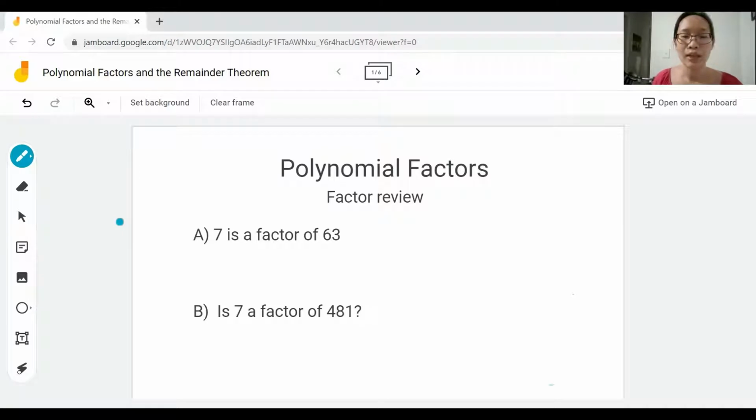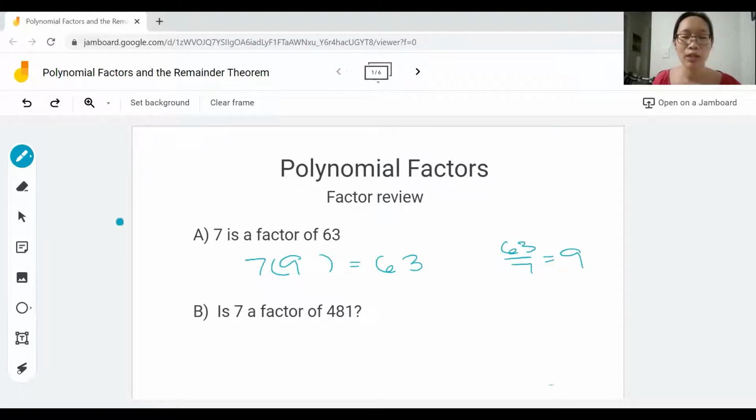When I say that 7 is a factor of 63, what does that mean? It means that I can take 7, multiply it by some whole number, and get 63. So I know that number is 9, but if I didn't know what it was, I could take the 63 and divide it by 7 to give me 9.